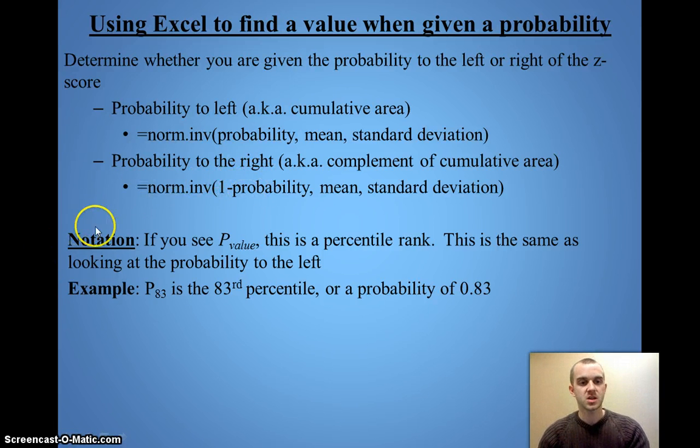So our notation, you're going to see this a lot, is you have a capital P and then a subscript value, and that's recognizing a percentile rank. So in this case, say it's P sub 83, that's the 83rd percentile. So that's 83% and below. So that's like shading to the left of 0.83.